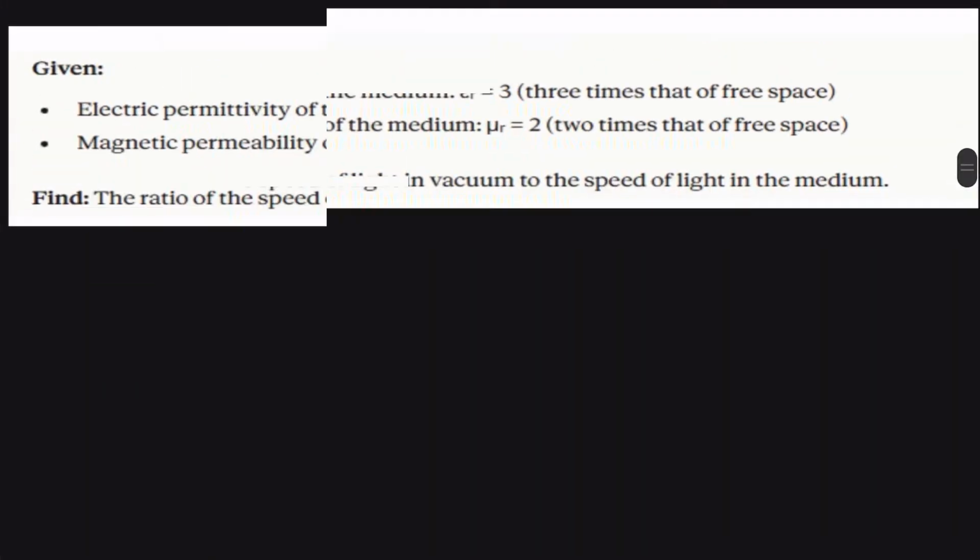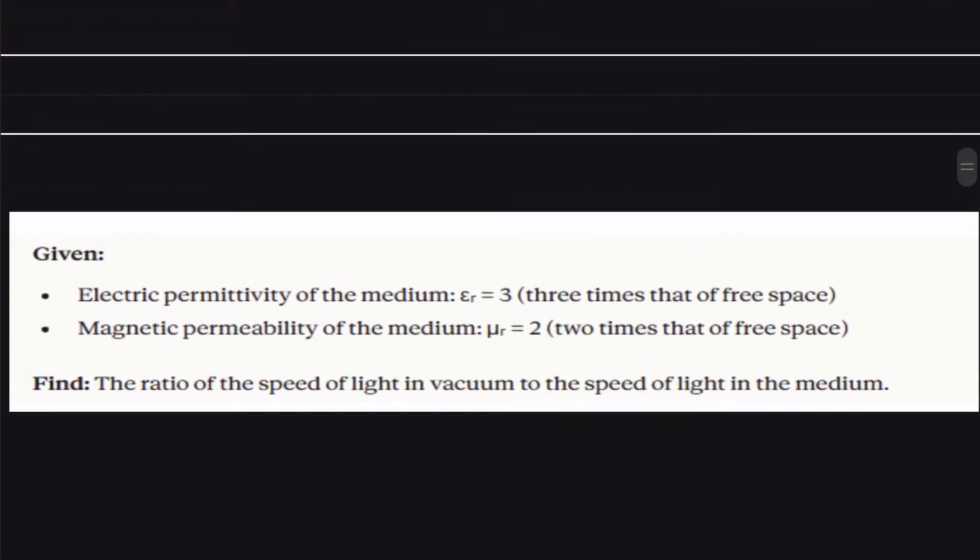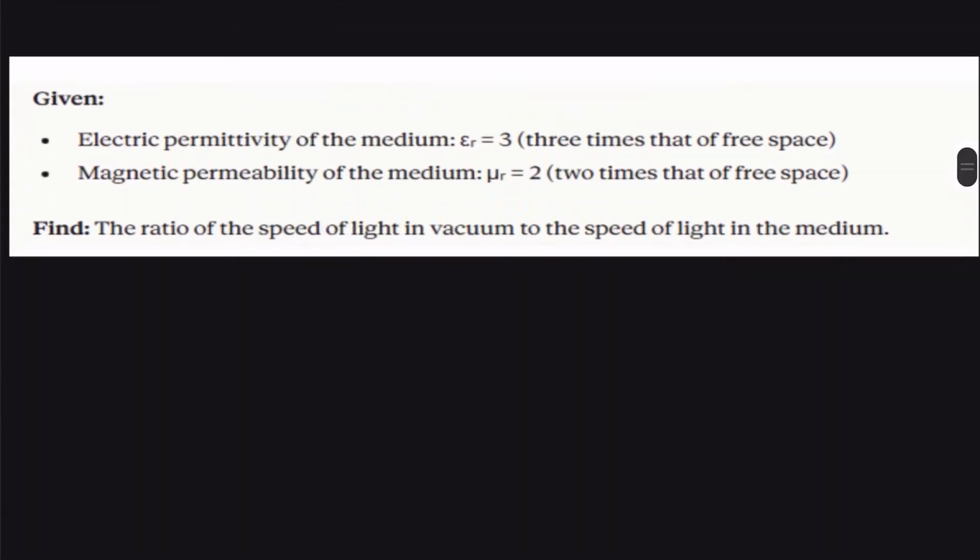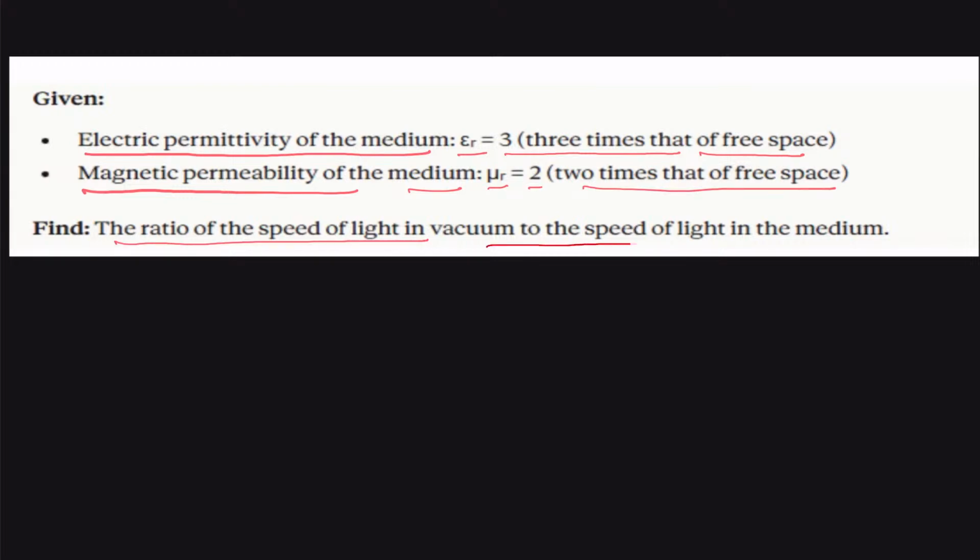Next question. This is quite straightforward. It says that the electric permittivity of the medium, that is epsilon r, is 3 times that of free space. The magnetic permeability of the medium, that is mu r, is 2 times that of free space. The ratio of the speed of light in vacuum to the speed of light in the medium is?